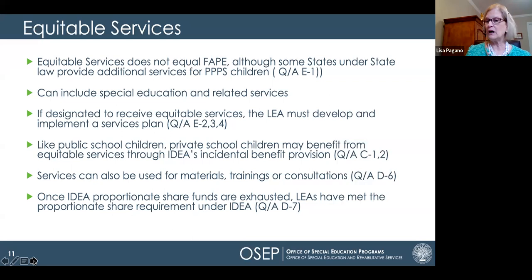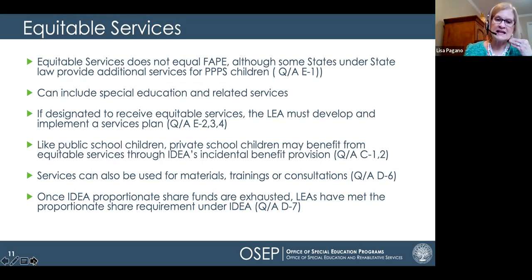Dan gave an example of an LEA that decides it's going to do speech therapy services, right? Or if they decided they were going to do speech therapy and physical therapy services, but they're not going to do physical therapy services. If a child needed physical therapy, it's not on the list of what the LEA is providing through equitable services. So that would not be on the child's services plan. The services plan just details clearly so everybody knows what they can expect the LEA to provide to that parentally placed private school child.